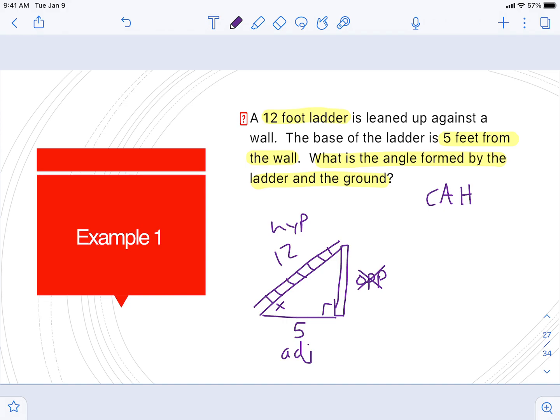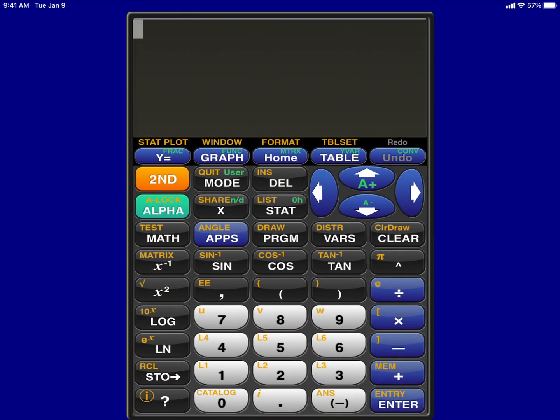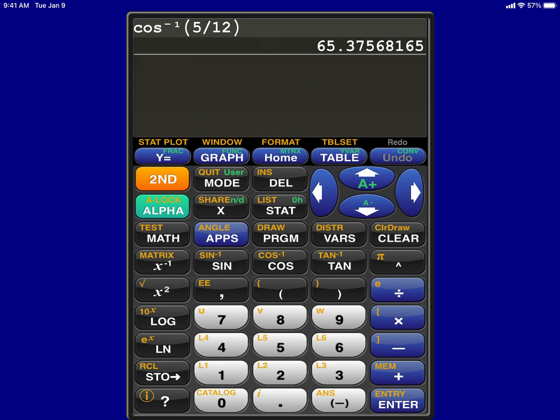All right, so we'll set this up. Cosine of our missing angle x is equal to the adjacent 5 over the hypotenuse 12. And in order to solve this, we'll use inverse cosine. So x is going to equal inverse cosine of 5 over 12. And now we just got to plug it into the calculator. Second cosine, 5 divided by 12. And that gives us 65.38.